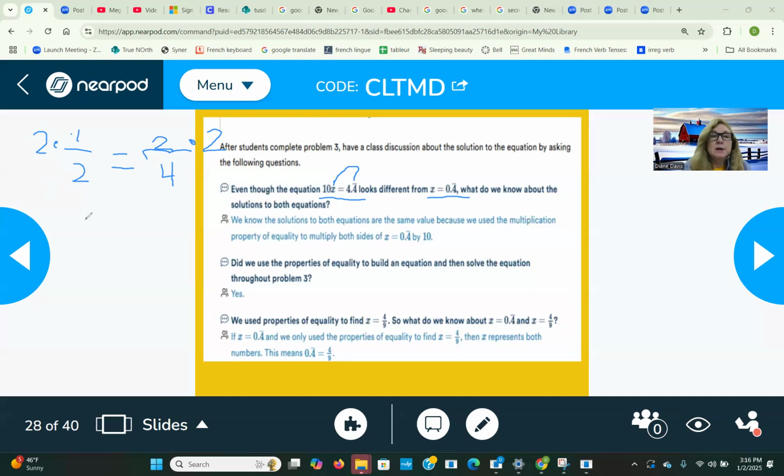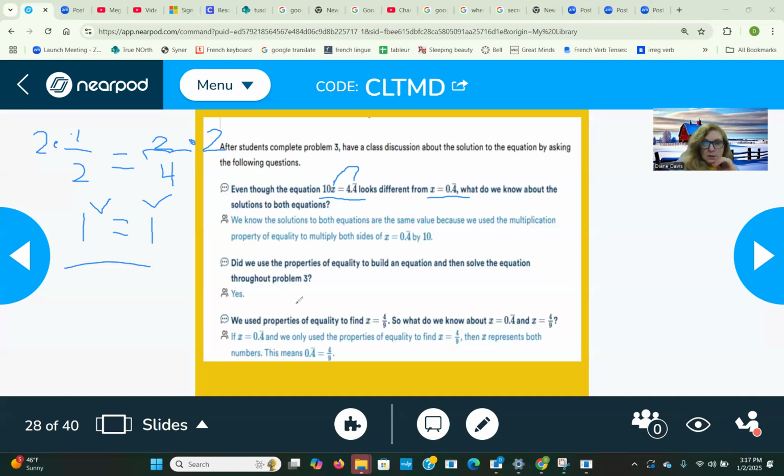Is that true? Okay, well, 2 times 1/2 would be a whole, right? If you have 2 halves, that's a whole. And 2 of 2/4 is 4/4, which is 1. And yes, they are equal still. Both sides are equal. So it is true that as long as you multiply both sides of an equation by the same number, then you do get a true statement.